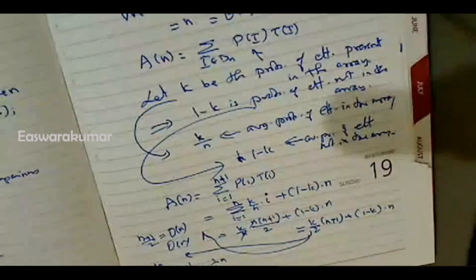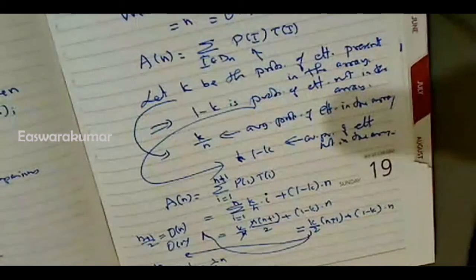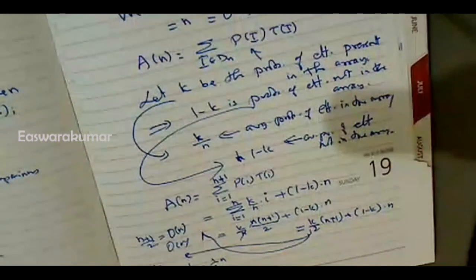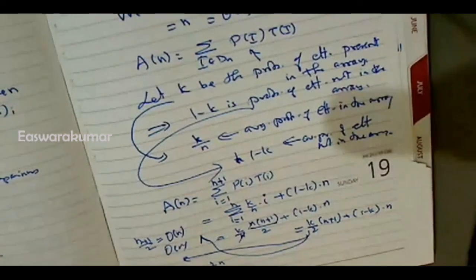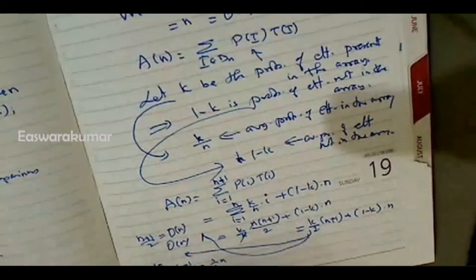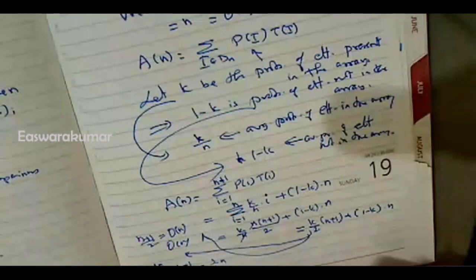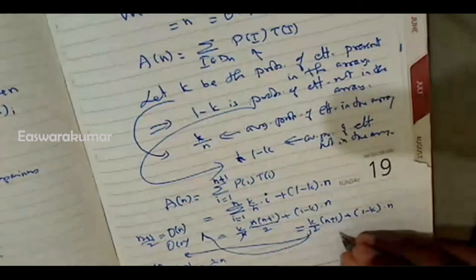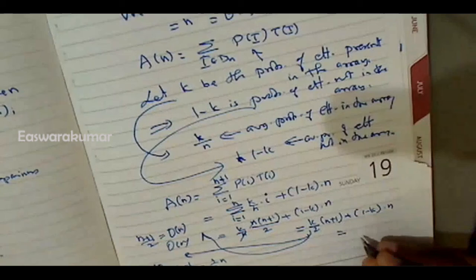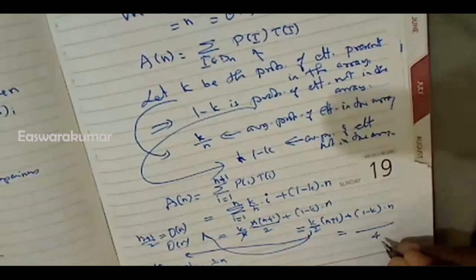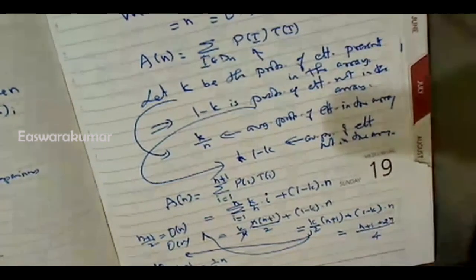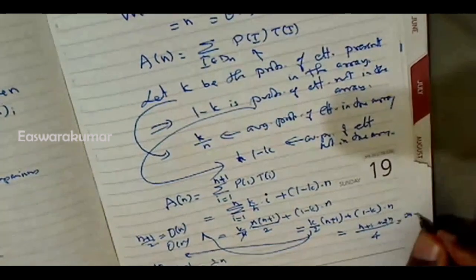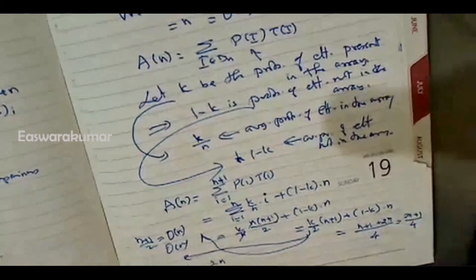When you substitute k equal to 1 by 2, you get n plus 1 by 4 plus 1 by 2 n. So what's the LCM? Is it visible? Yes, sir. Okay, I can write here. LCM is 4, so that is n plus 1, and here it is 2n. So that is equal to 3n plus 1 by 4.